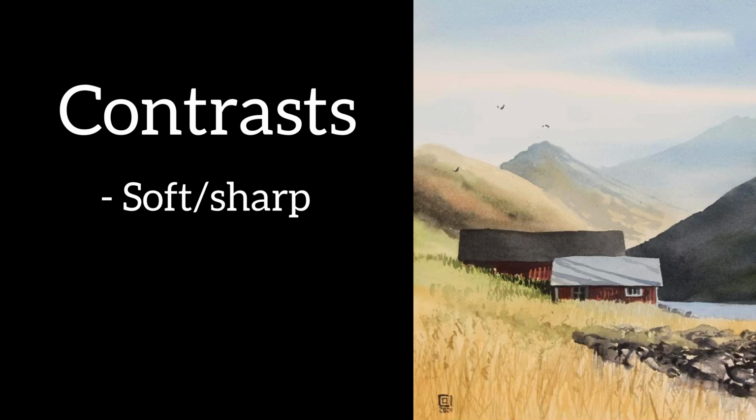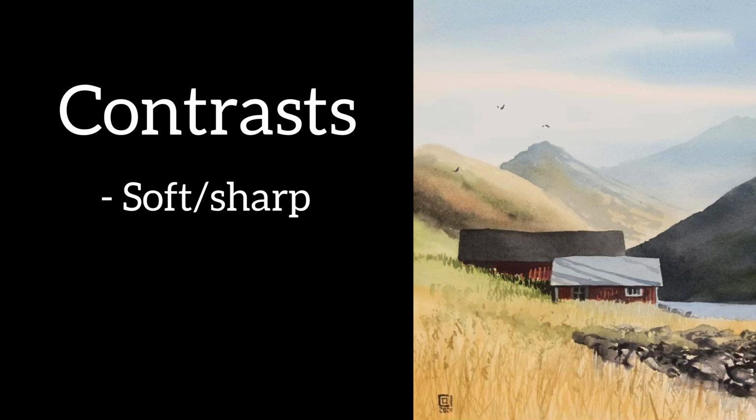Things that are really far away tend to look a lot softer, and things that are closer to us are a lot sharper. So if you look at this painting to the right here, you can see the buildings, some of the hay or grass in the foreground, some rocks and so on, and all of those are quite sharp in comparison to the mountains all the way in the back. So by using this technique, you're definitely going to get another level of depth in your paintings.